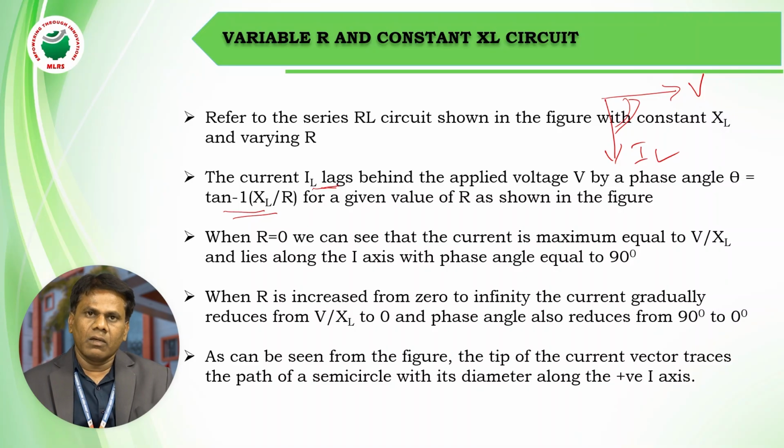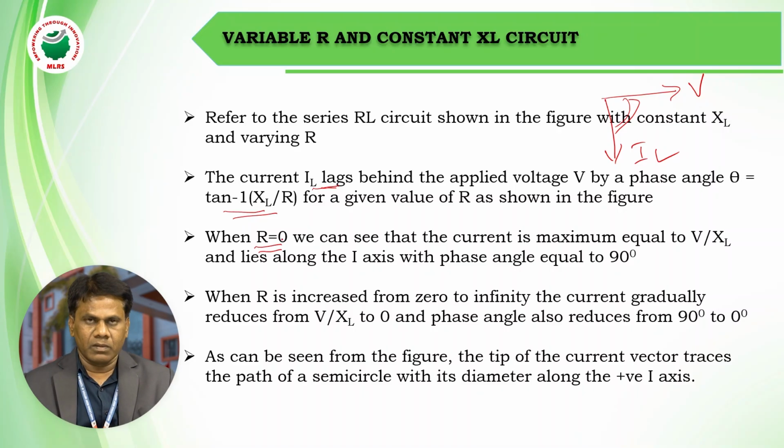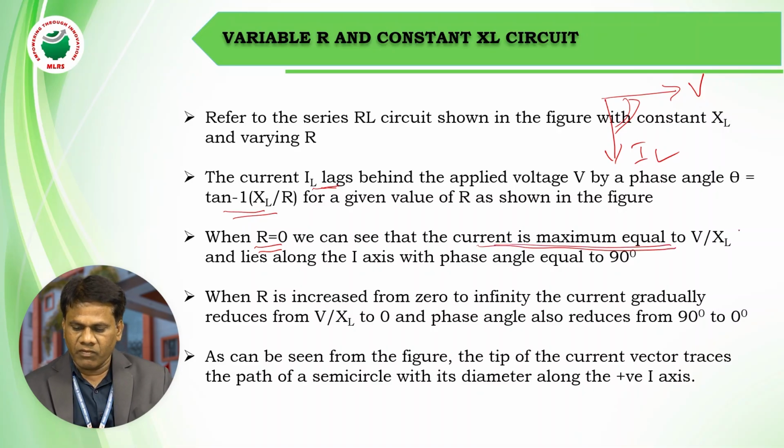In an RLC circuit, the inductive current IL is lagging behind the voltage by a phase angle phi, equal to tan inverse of XL by R, for a given value of R. Here I am considering the resistance value equal to 0. When R is equal to 0, the current is maximum, and that value is given by V by XL.